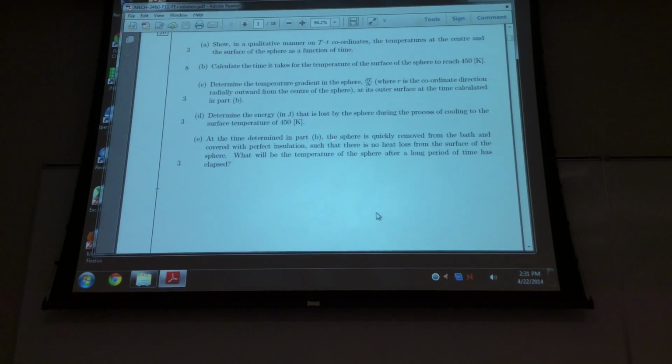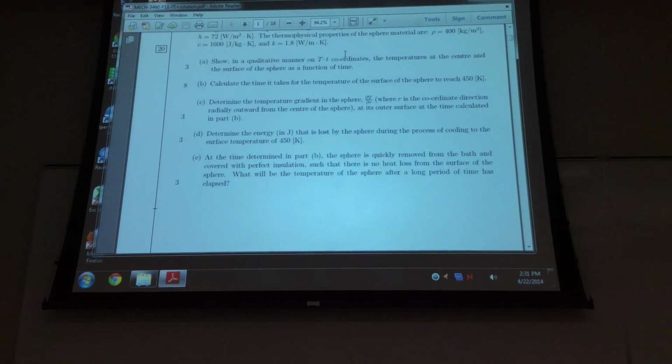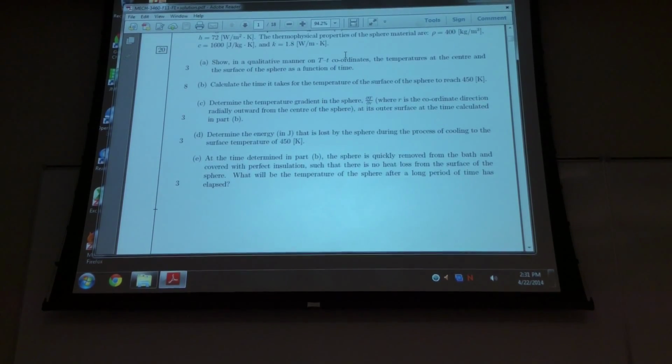So when it comes out of the bath, there's a T of R distribution. It has a distribution of temperature with respect to radius, whatever it is. Is it heating or cooling? The center will be hotter than the surface, so it's cooling. Initially it's 720. So the center will be hotter, and there's a distribution out to the surface. But then the surface temperature will rise, and they'll reach an equilibrium.